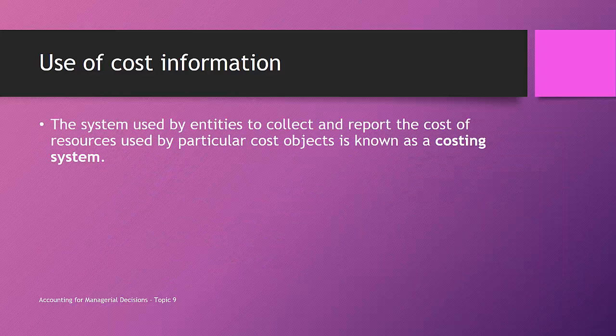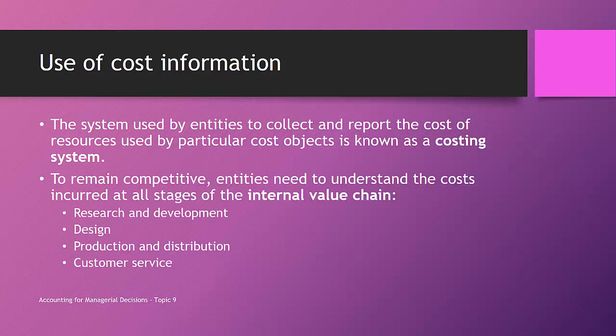Cost information is a system used by entities to collect and report. The costing system is a system which collates all this information. And obviously, it's very hard to do the allocation properly if you don't have the information in the first place. So you need to make sure that you're collecting all the required information that you need.